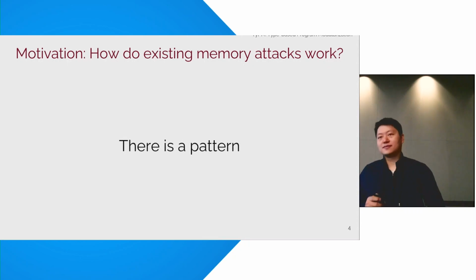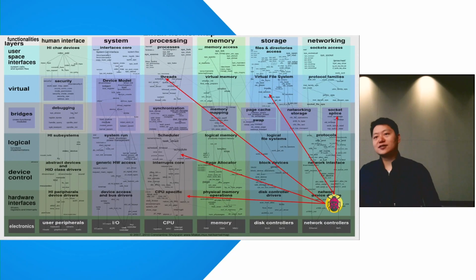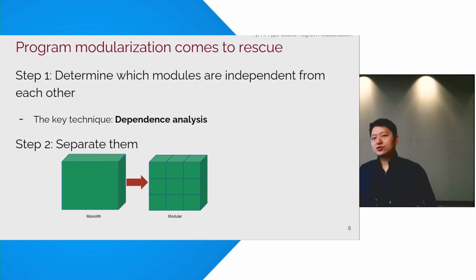There is a pattern. Typically, attackers would exploit a vulnerability in one module to compromise other modules by manipulating their data or accessing their code. So intuitively, if we can block this kind of invalid cross-module access, we can prevent this kind of memory attacks, right? And a general solution to this kind of protection is called program modularization.